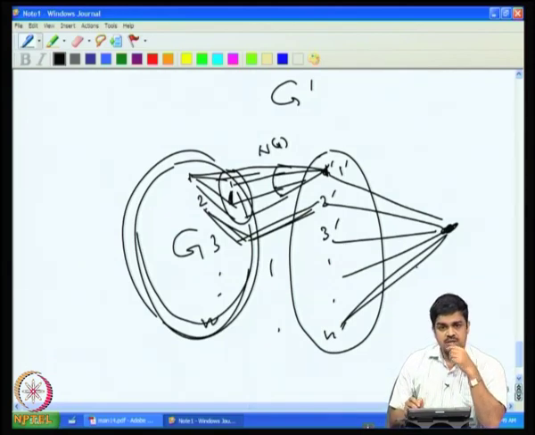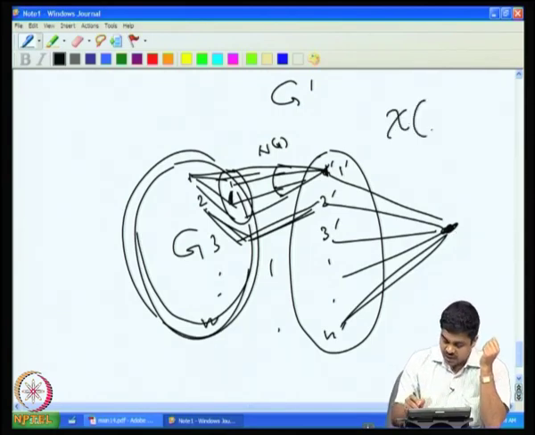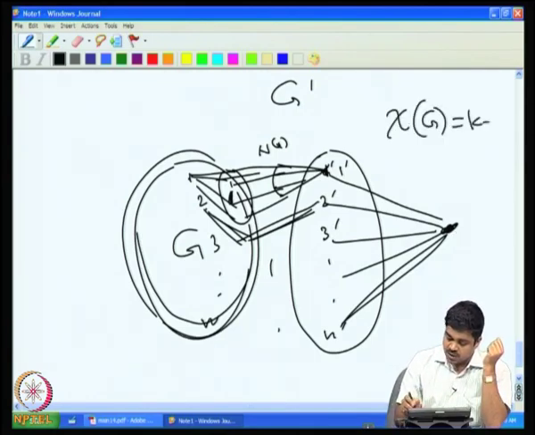Now the next question is: why is its chromatic number k plus 1? Have we ensured that the chromatic number has increased?